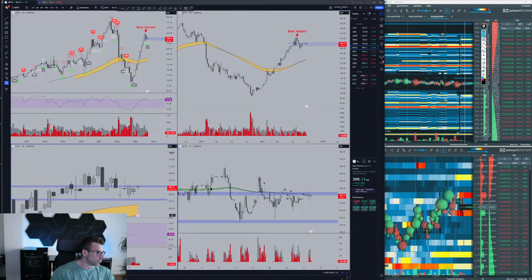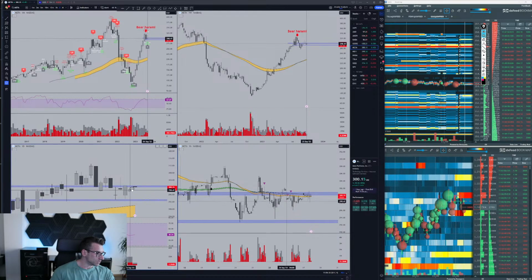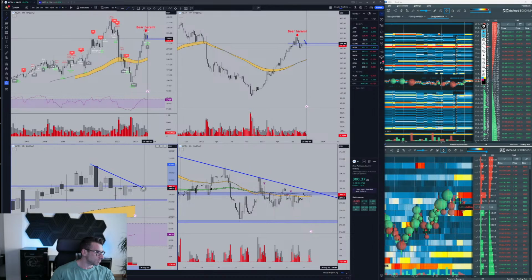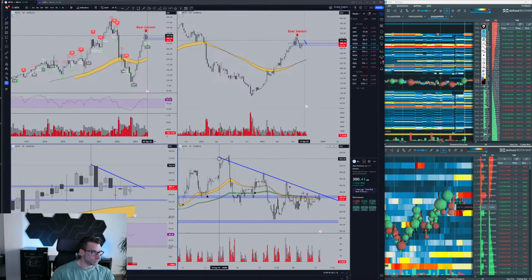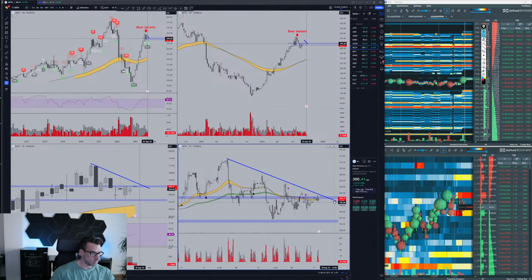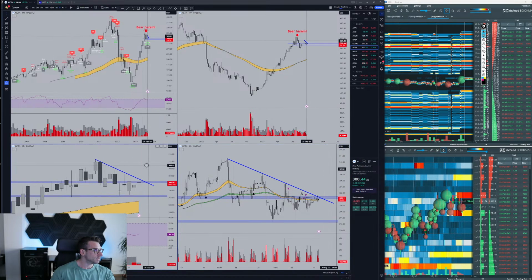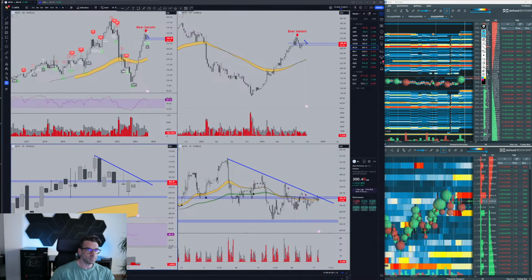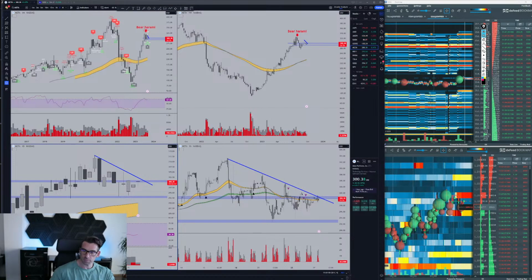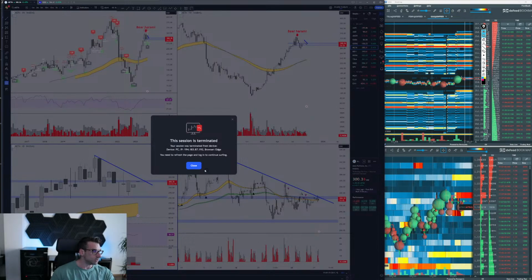Meta over here is on the verge to break this level of resistance. You can see this inside bar. Also it has this trend line, but it really needs to break this trend line over here. It's very, very tight. Until I see this breakout, I'm not gonna trade it.